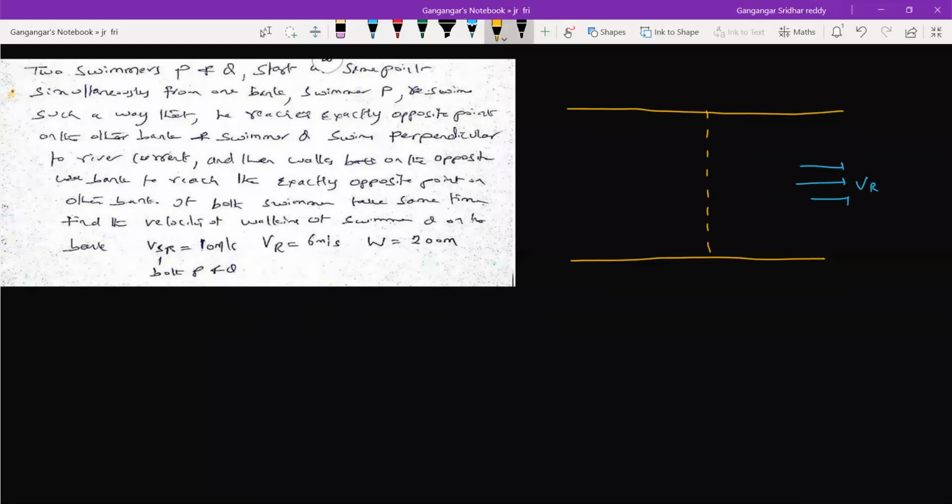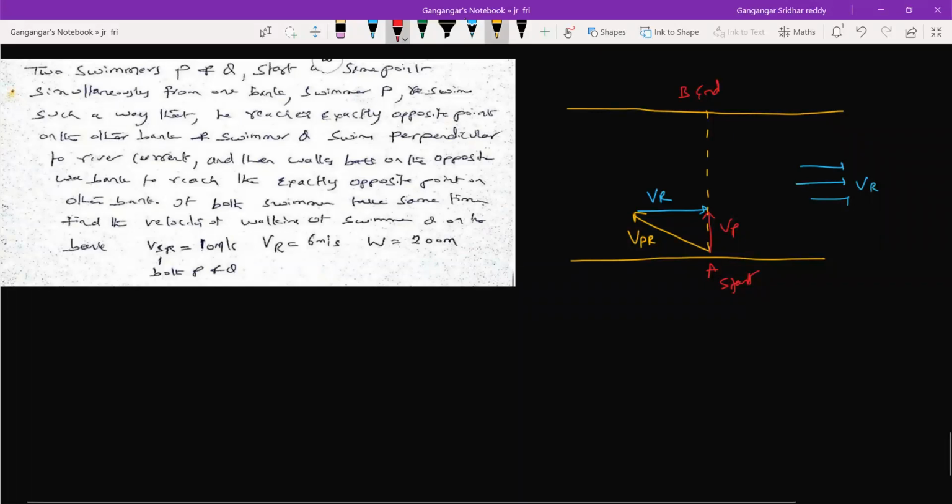How should the swimmer swim? He will swim up the stream, VPR, let me call it. So the river current will push him so that he will reach exactly the opposite point on the other bank. Start, there's the end. Is that okay?